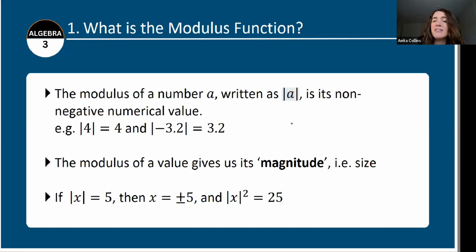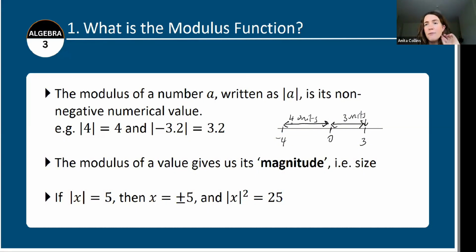The modulus of a value gives its magnitude or its size. Now, if you think about a number line, and where 0 is on the number line, so if we put a 3 here and let's say a minus 4 there, the position of this 3 is at 3 on the number line, but its distance from 0 is 3 units. Now the 4 has a position of minus 4, but what is its distance from 0? Its distance is actually 4 units, even though it's in the position of minus 4. If you think about length or distance or magnitude or size, it's actually 4 units from 0. So we often call this absolute value or magnitude.